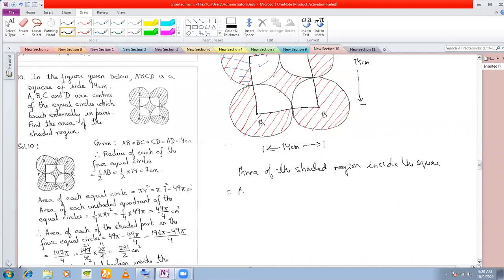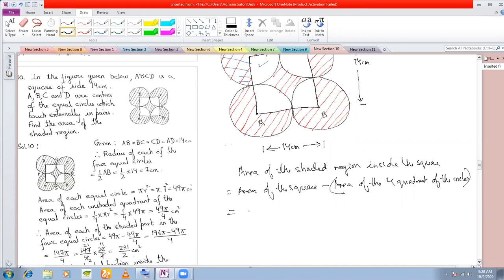What is it? Area of the square minus area of the four quadrants. Area of the four quadrants of the circles. Right?